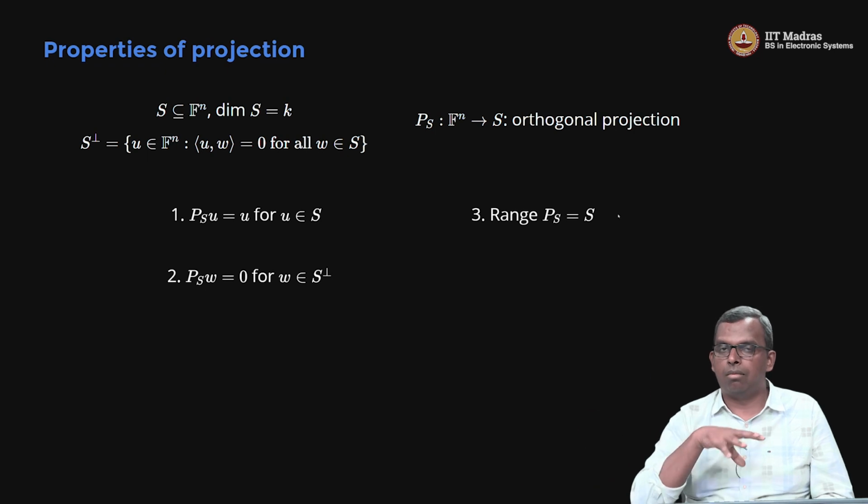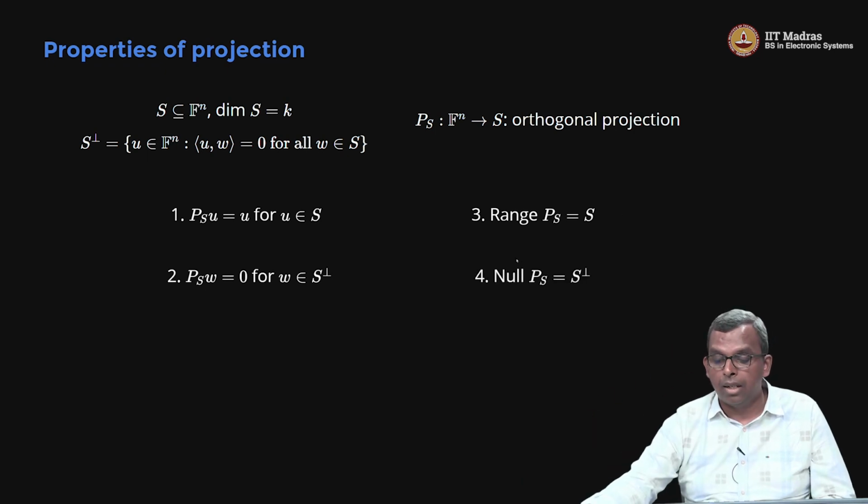The projection goes only to the subspace. The null space of P_S is S perp. And the dimensions work out very precisely: the range is dimension k, the null space is dimension n minus k. All of that works out. And interestingly, P_S squared is P_S.